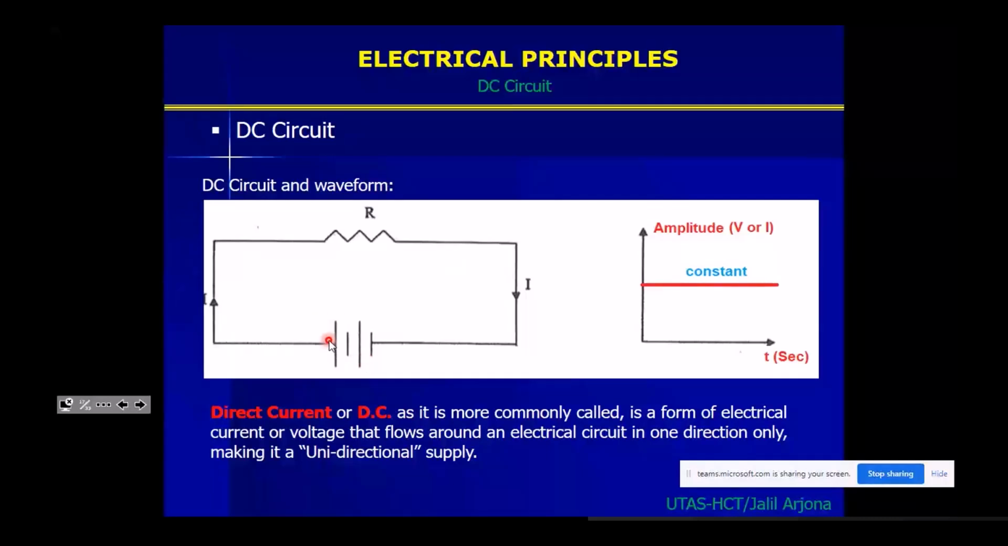Now, if on one instant the current goes positive to negative, and another instant negative to positive, this is no longer classified to be a DC. That is another type of circuit. In the waveform diagram, or graph, this is time, at any given time, and this is the amplitude, either V or I. In the DC, you will find the V or I constant, so it will be constant at any given time. So this is called DC.